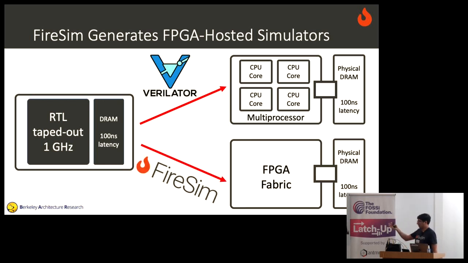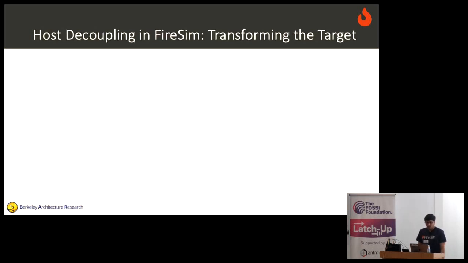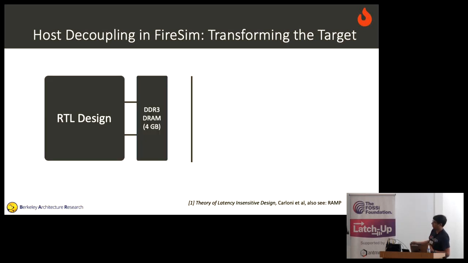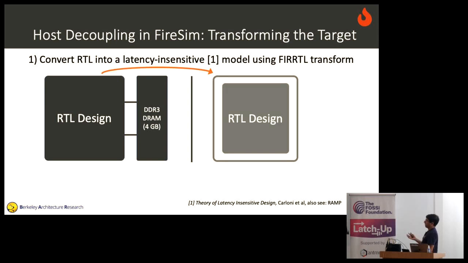So FireSim is going to take your design and translate it into a simulator that runs on the FPGA fabric. All right, so how are we going to do this? The key technique here is host decoupling. We're going to transform the target design, whatever RTL we wrote previously, into an FPGA simulator automatically. At a very high level, the easiest way to think of this is we just gate the design so we can control how it advances on the FPGA.